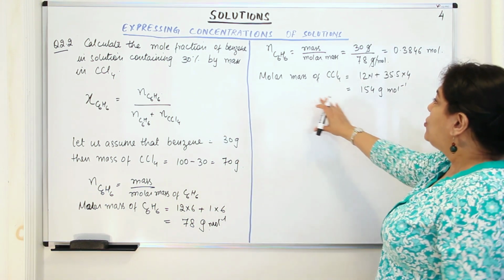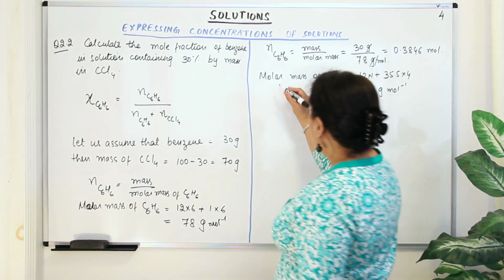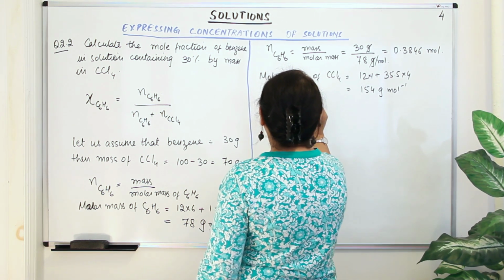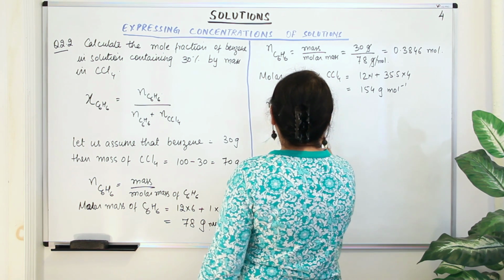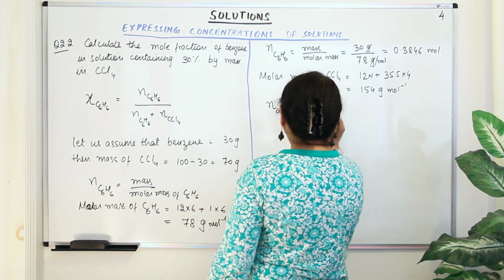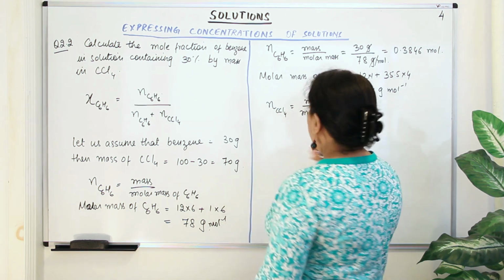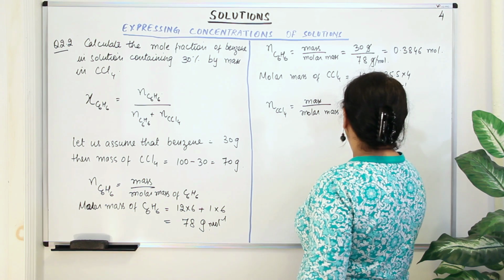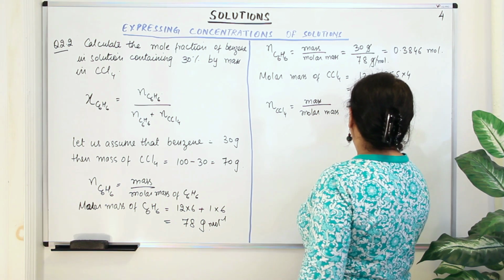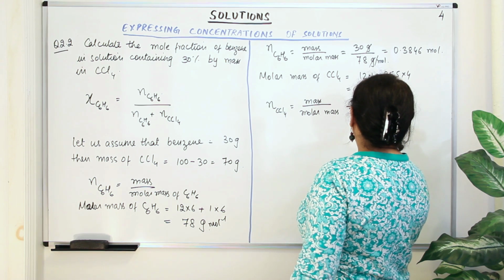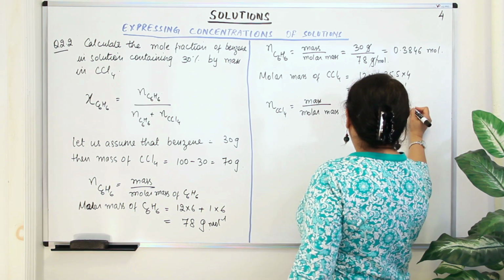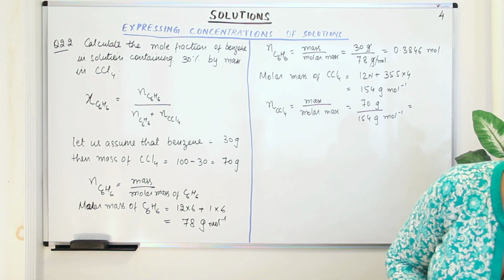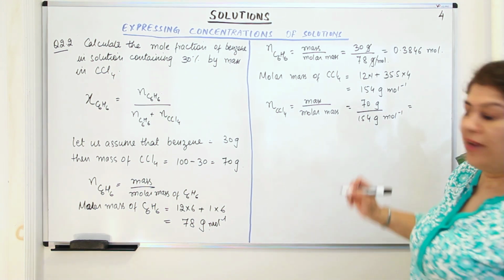Units are important. So this was the molar mass of CCl4. And in order to calculate the number of moles of CCl4, you need to write the mass of CCl4 upon the molar mass of the component. And the mass given for CCl4 is 70 grams upon 154 grams per mole. Right? And when you solve this, how many moles do you get? The number of moles of CCl4 you get is 0.4545.